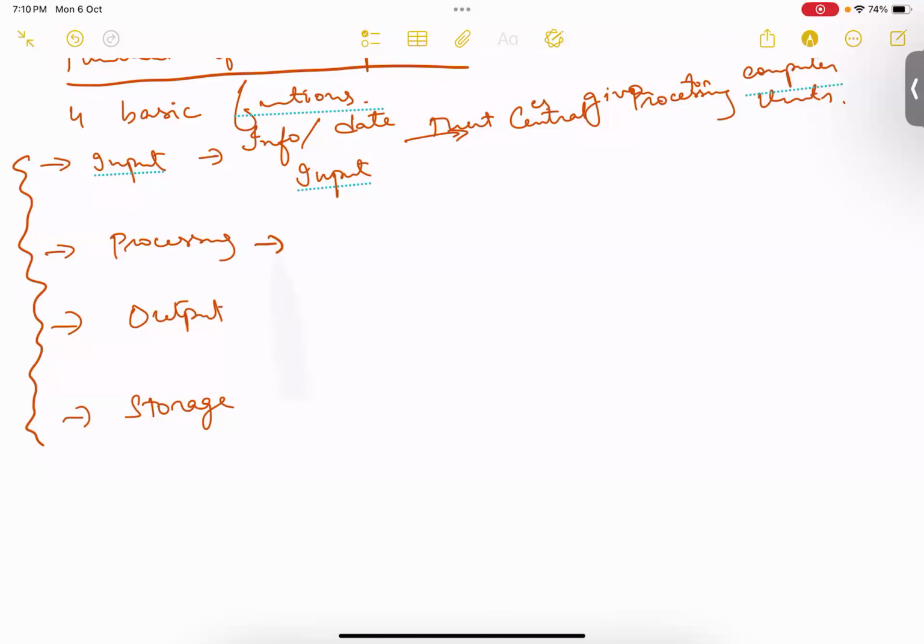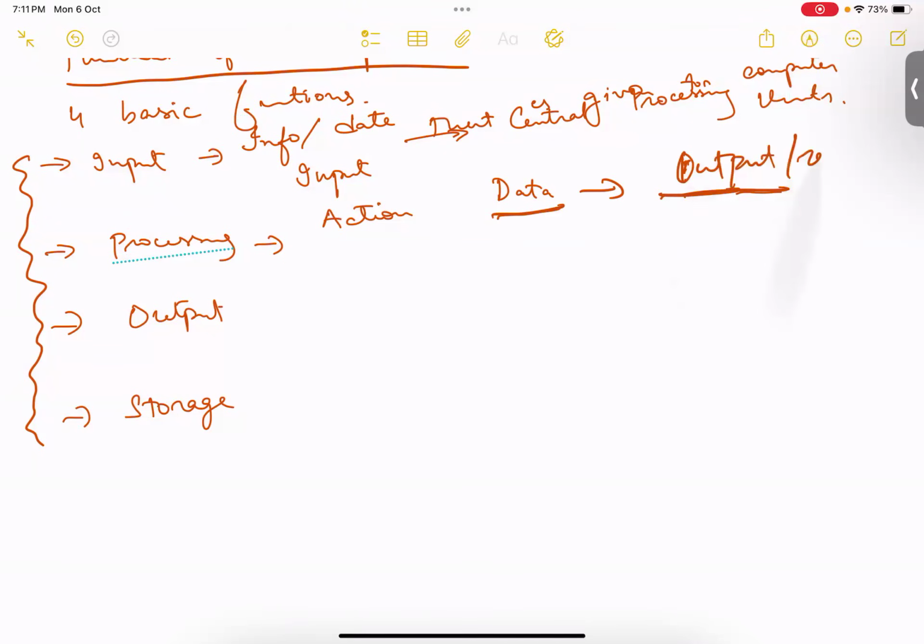Next comes the processing. Processing takes place in the central processing unit. Processing is where the action takes place, in simple terms. And it is this action that converts the data we have entered into some other output or result. This is the function of processing.